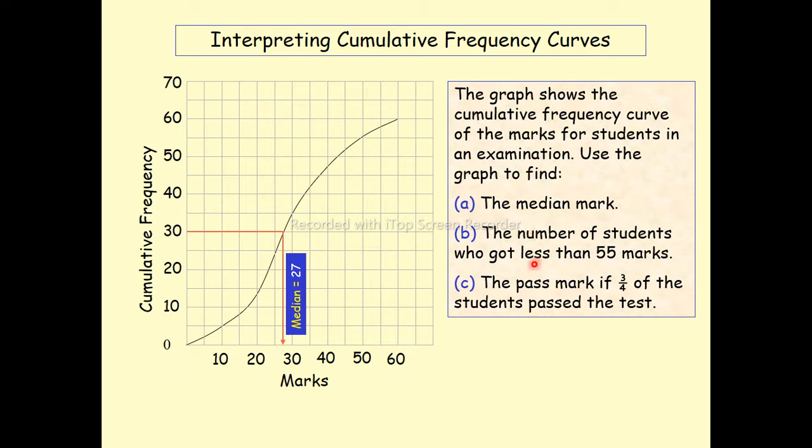Now, the number of students who got less than 55 marks. So what would that be? You go to 55 and you go up, then you go across to find the cumulative frequency. 57? I think 58. Yeah, 58. Okay.